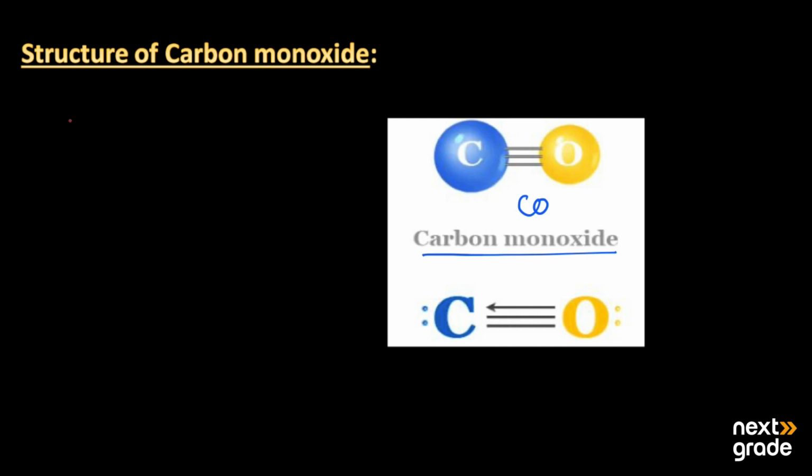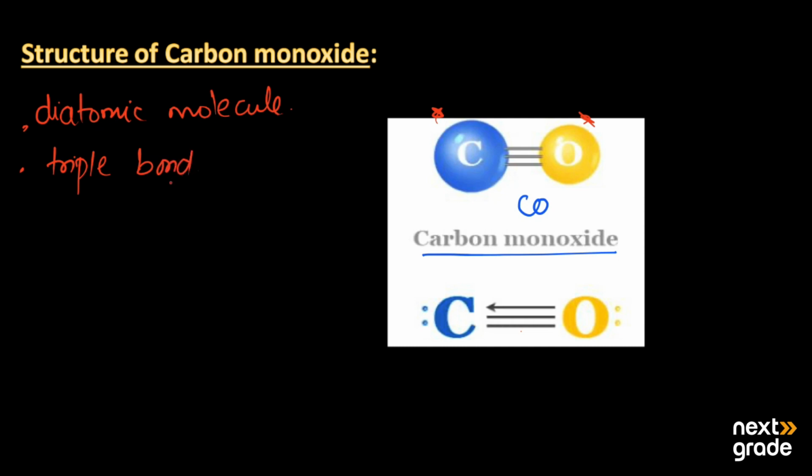Carbon monoxide is mainly a diatomic molecule. Diatomic means it has two atoms, one is carbon and the other is oxygen. So it is a diatomic molecule consisting of carbon and oxygen, and it has a double, or you can say triple, bond between carbon and oxygen. To some extent, it is called slightly polar in nature. Why is it called polar in nature? Because the electronegativity of oxygen is more as compared to carbon, and it also has a lone pair over it.